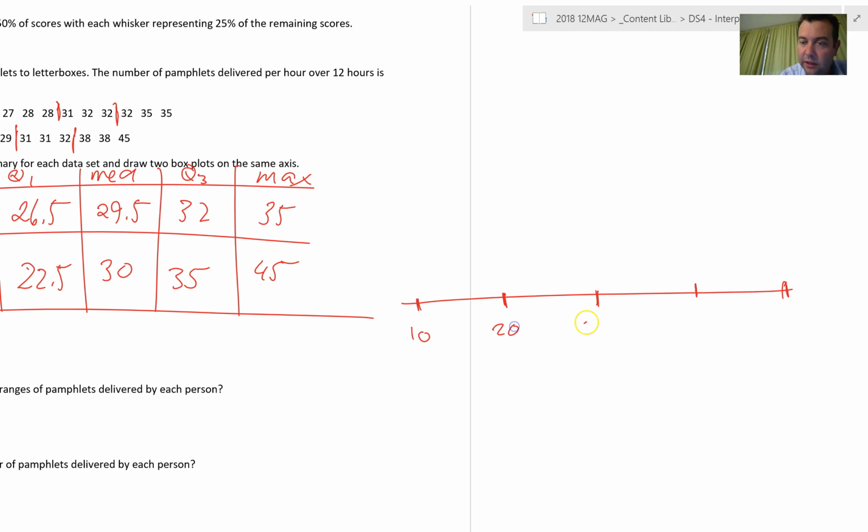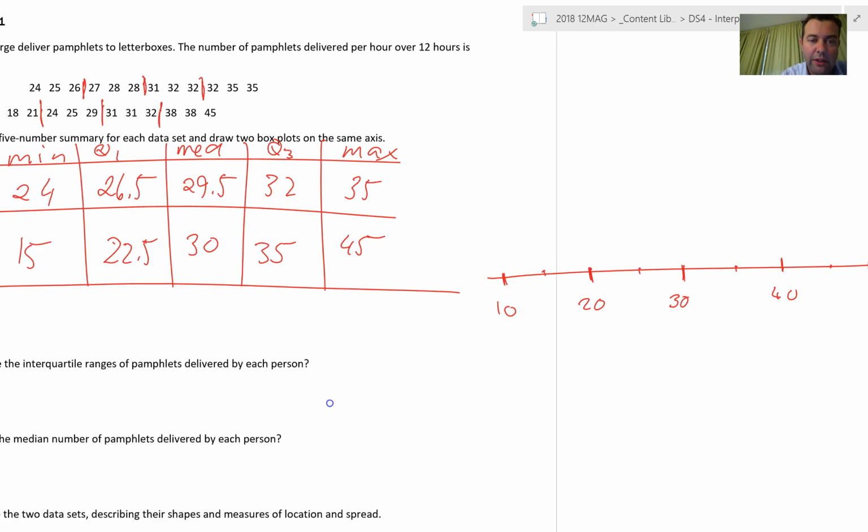10, 20, 30, 40, and 50. So little tick marks here I'll represent my 5s. Okay, that'll do. Now, I think we'll maintain the order.